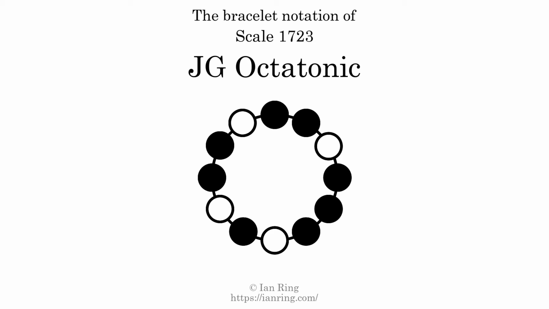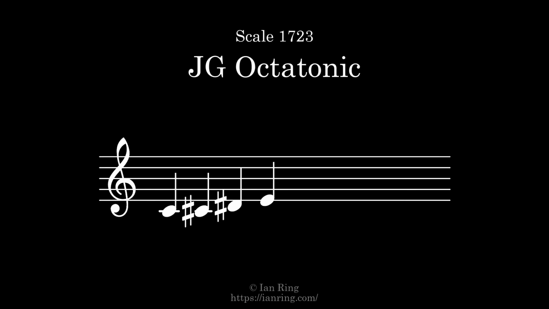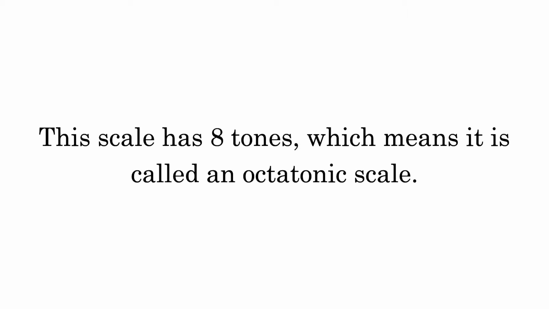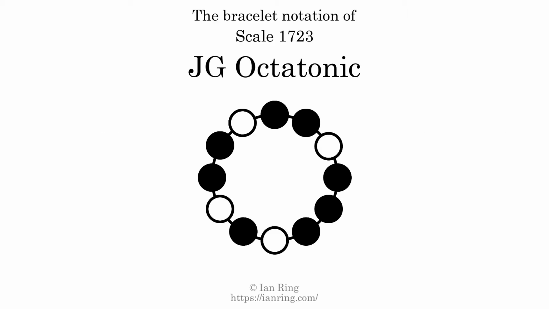1723, JG Octatonic, which sounds like this. This scale has 8 tones, which means it is called an octatonic scale. This is a bracelet notation diagram of scale 1723. The shaded circles represent tones that appear in the scale, and they are read clockwise, starting at the top.